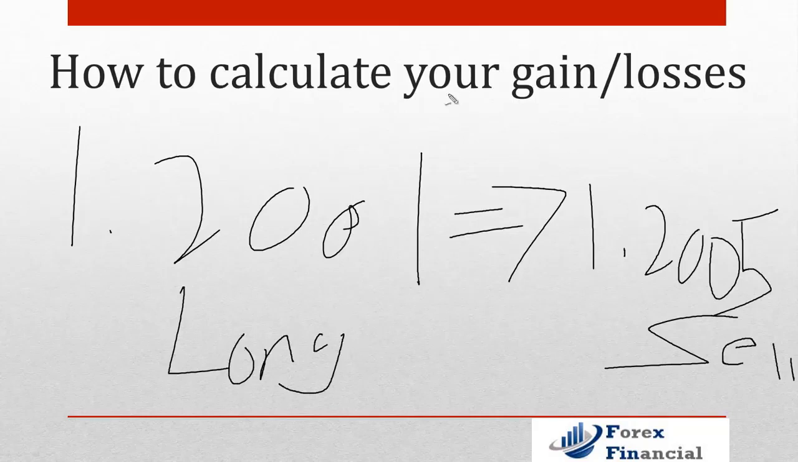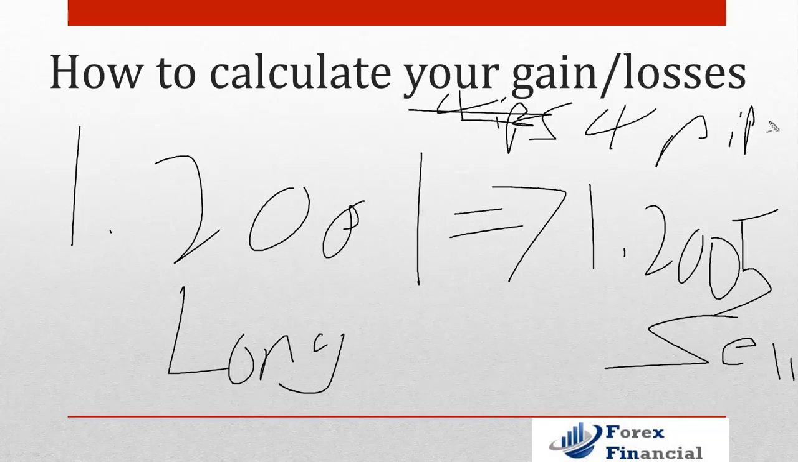Well, you can tell that you have actually earned 4 pips. You earn 4 pips, because you take 1.2005 minus 1.2001. That's a difference of 4 pips.